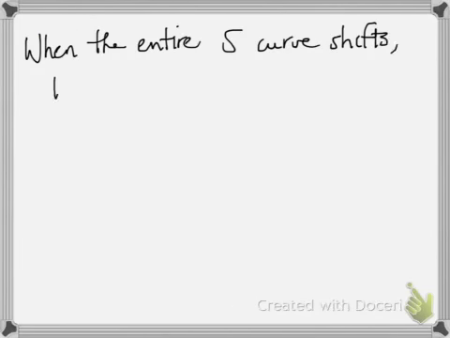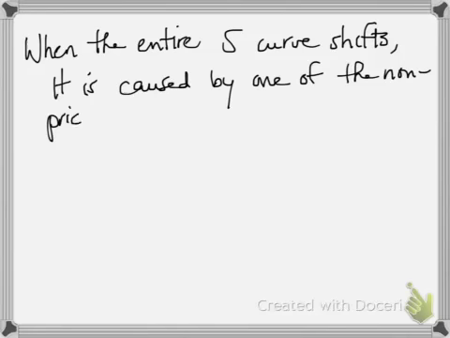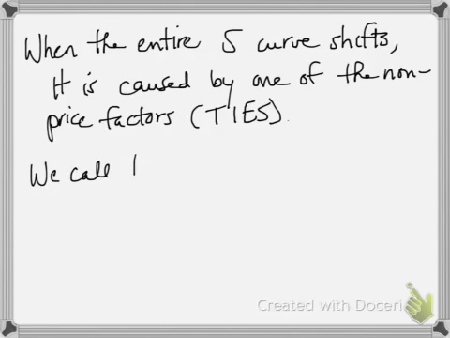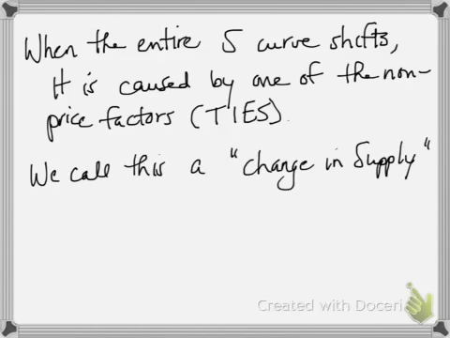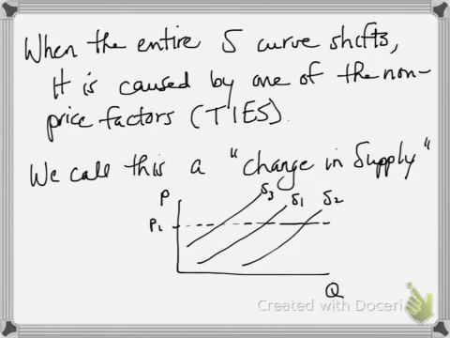So when the entire supply curve shifts, it's caused by one of the non-price factors, TIES. We call this a change in supply. So in order for the entire supply curve to shift, you have to justify it with a change in technology, input prices, expectations, or a change in the number of sellers. If you can't come up with a reason that one of those 4 factors has changed, then you can't draw the supply curve shifting in one direction or the other. Price has nothing to do with it. It has to be caused by a change in one of the factors.